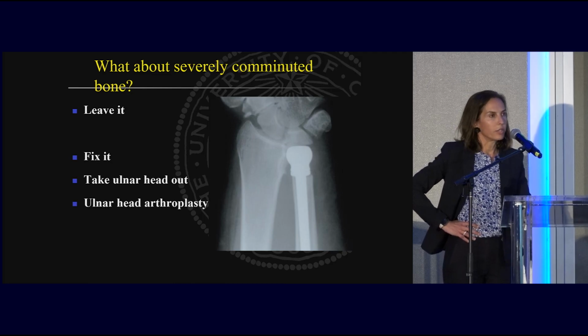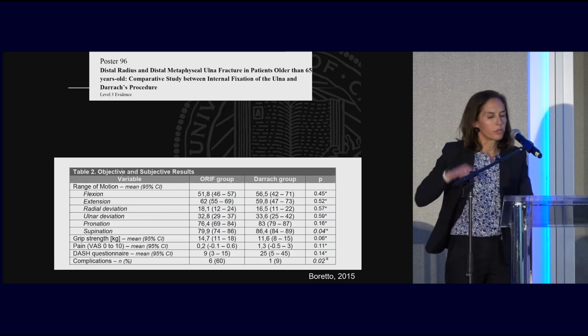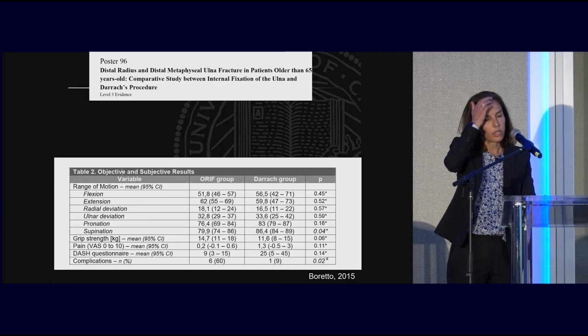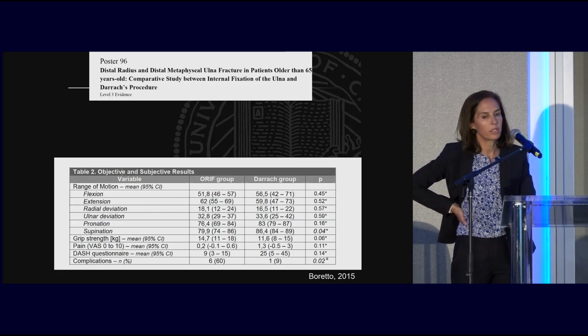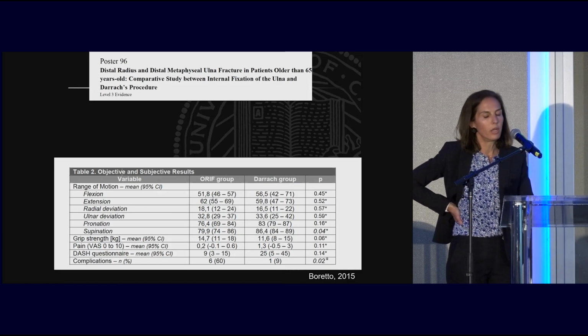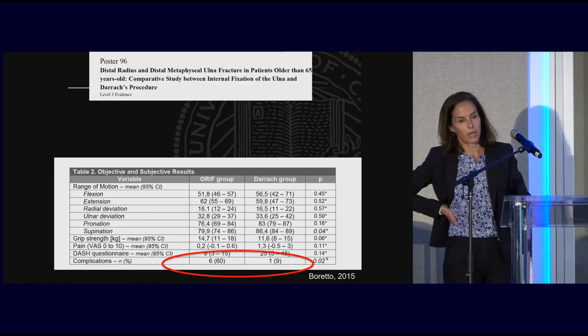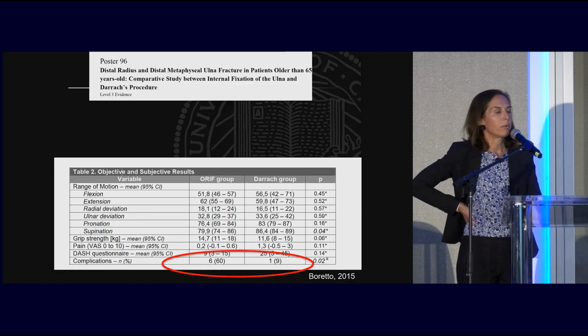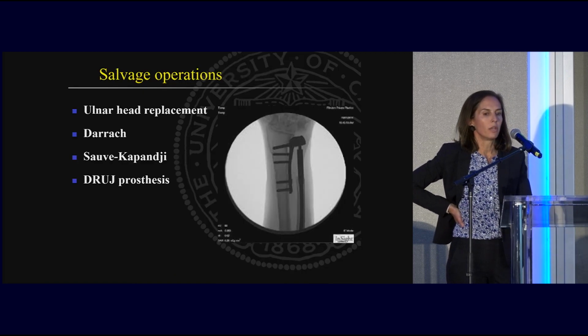So you can see here's a distal ulna replacement. There was a poster presented at the Hand Society a while ago talking about ulna fractures, and these were treated with DARA versus ORIF. The long-term outcomes in terms of range of motion and pain scores were equivalent, but there was a much higher complication rate, as you can see at the bottom, with the operative fixation versus the DARA, which is the distal ulnar resection.